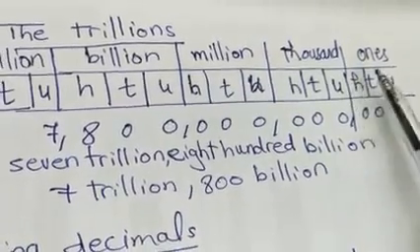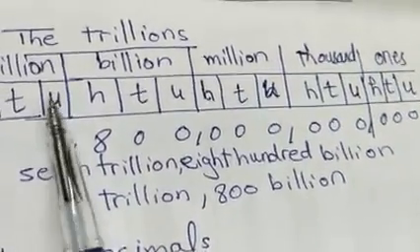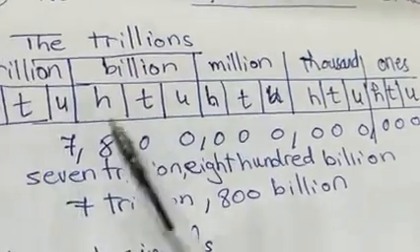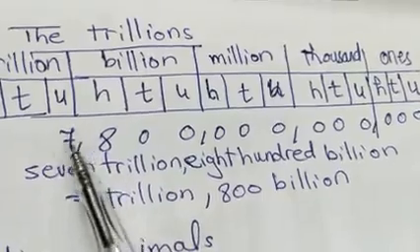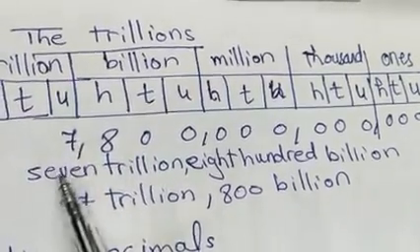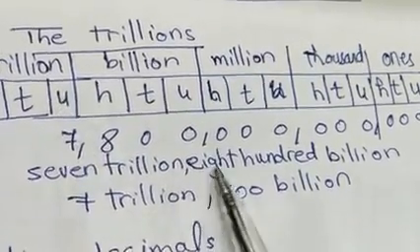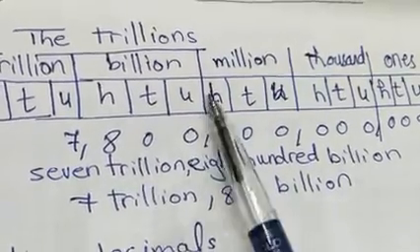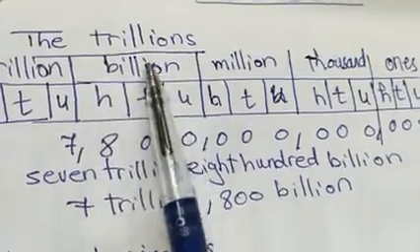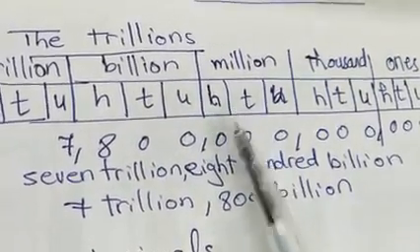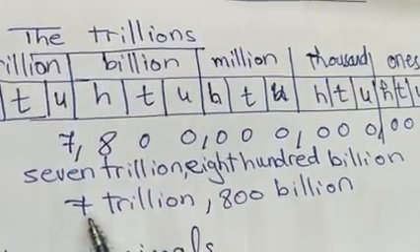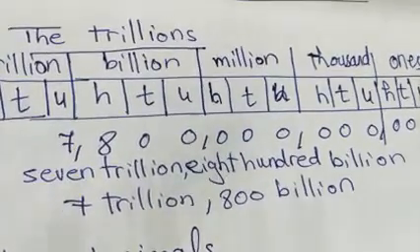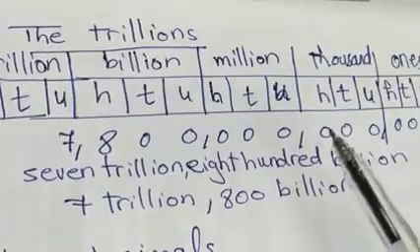Okay, now if I have the 7 here in the unit place in the trillion period, I will read it as 7 trillion, then 800 billion. So it is 7 trillion 800 billion.